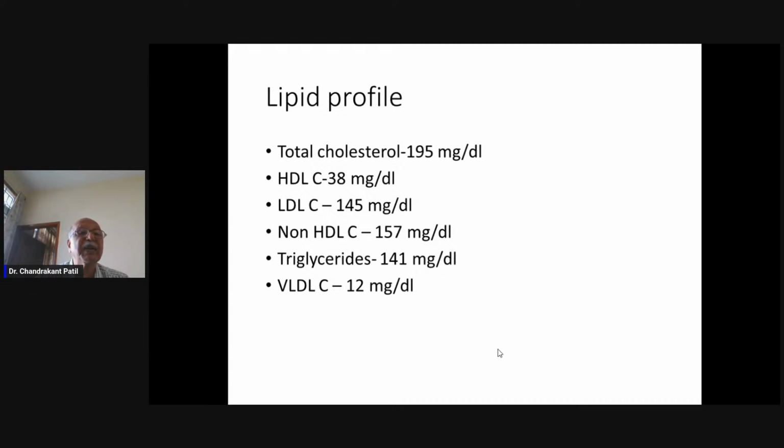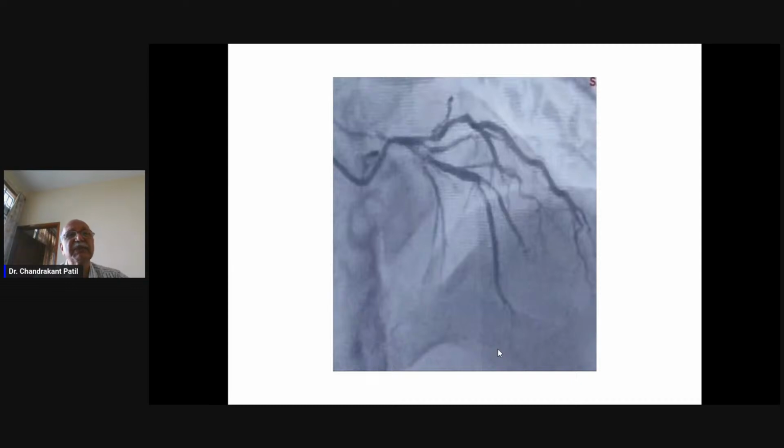What was his lipid profile? Total cholesterol was 195. HDL-C was low. LDL-C was on the higher side. Non-HDL cholesterol is also on a higher side. Triglycerides almost normal, but still we expect the triglycerides to be less than 100, and VLDL-C is also normal. I told you in India, sometimes the HDL-C is low in almost 70%, and triglycerides are also high, because this metabolic syndrome type of thing is a little more common.